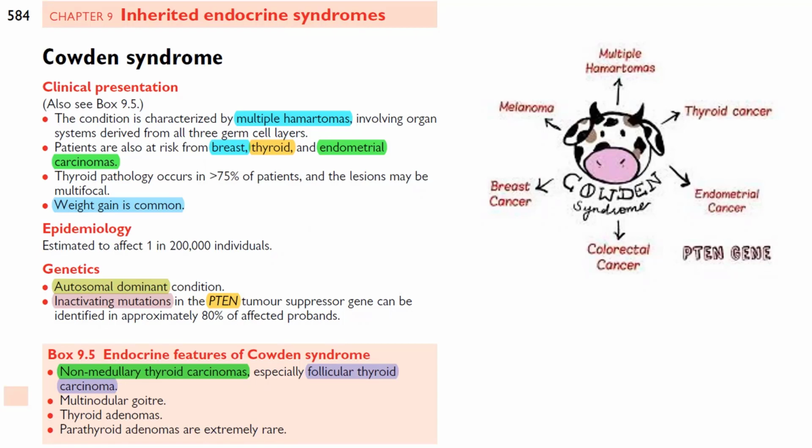You need to know that it is an autosomal dominant condition. It is an inactivating mutation in the PTEN tumor suppressor gene. What are the endocrine features of Cowden syndrome? Non-medullary thyroid carcinoma, usually follicular thyroid carcinoma, or multinodular goiter, benign multinodular goiter, or thyroid adenoma, or parathyroid adenoma, which is extremely rare.